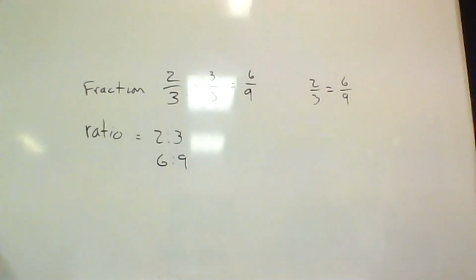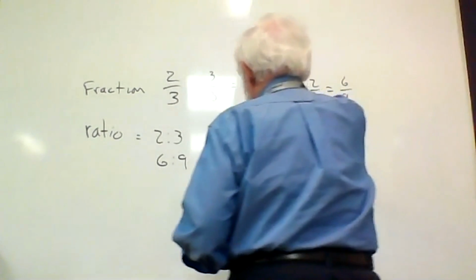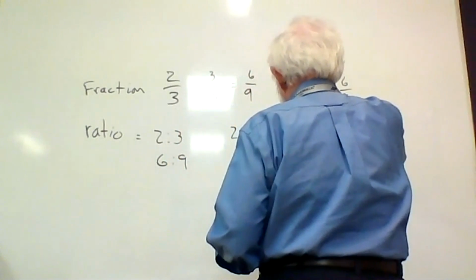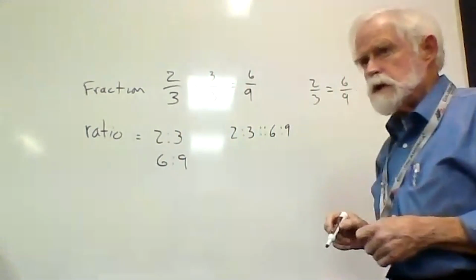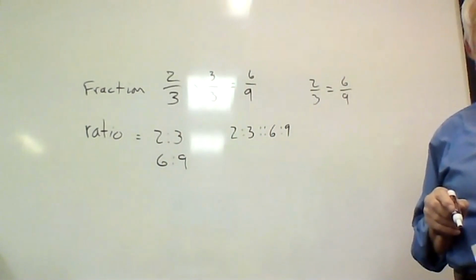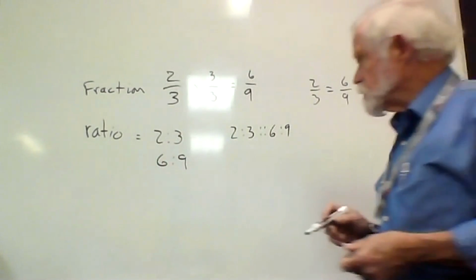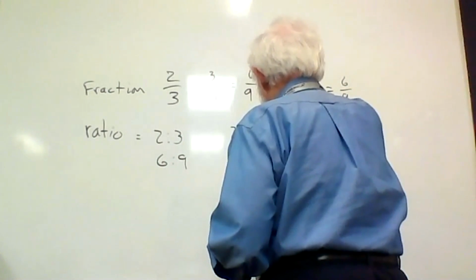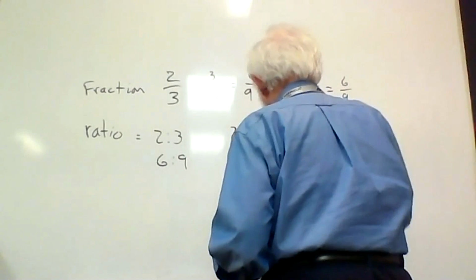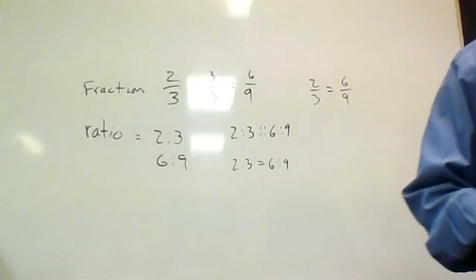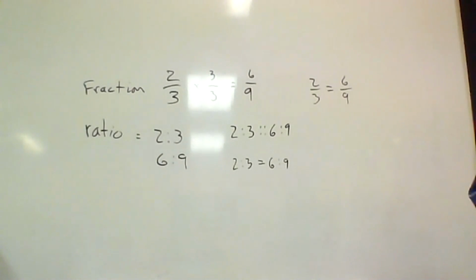Proportion is, okay, so we do that 2:3, and we put a double colon, 6:9. We read that as 2 is to 3 as 6 is to 9. Now, in many ways, we can also say 2:3 equals 6:9. It's the same as an equation. This is the basis for all dosage calculations in the pharmacy.